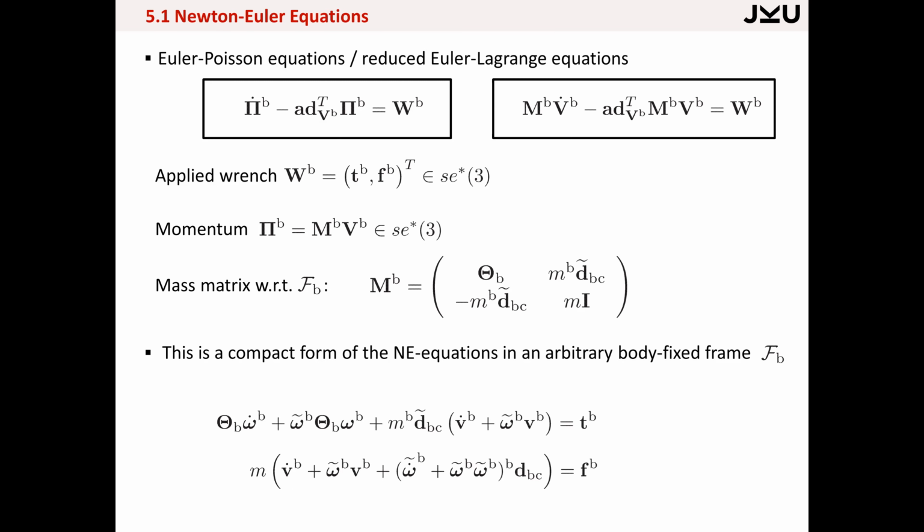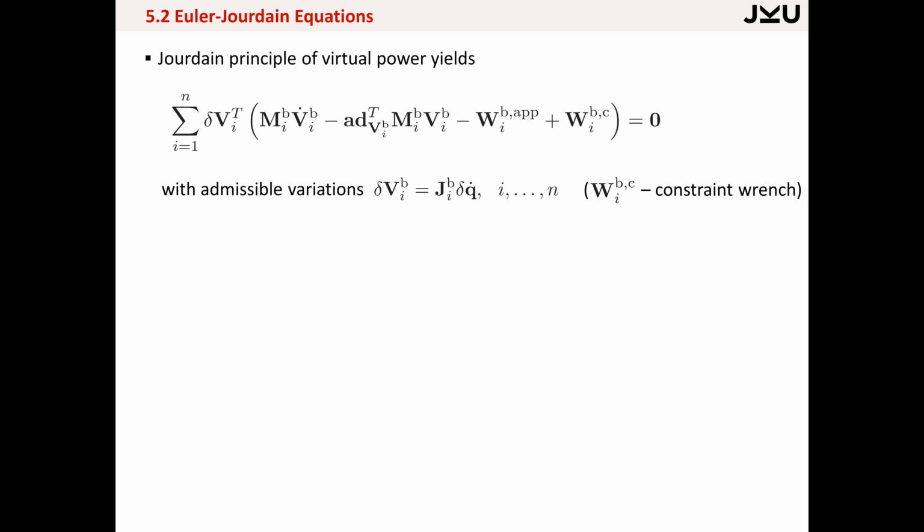The good thing is that there's a nice way of combining the Newton-Euler equations for the n individual bodies into a bigger system of dynamic equations of motion for the complete system, and that goes via the Jourdain principle of virtual power by using that variation here. What that is, we have not seen yet, but there is a Jacobian that relates the twist of body i to the generalized coordinates.